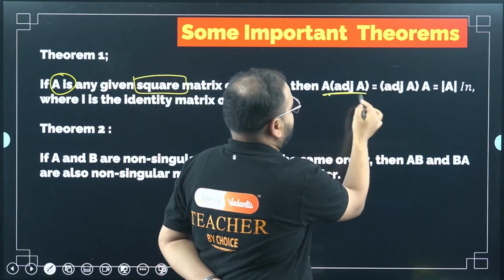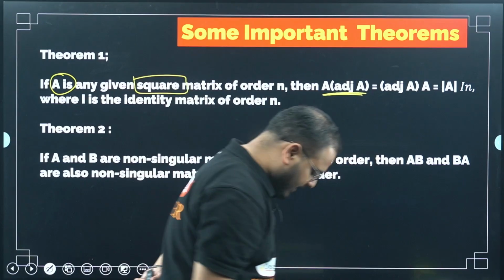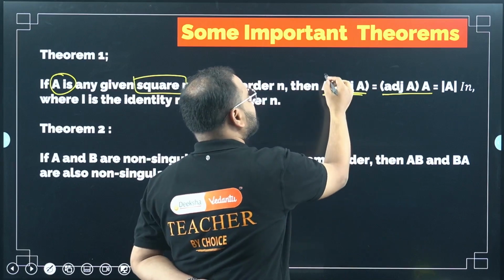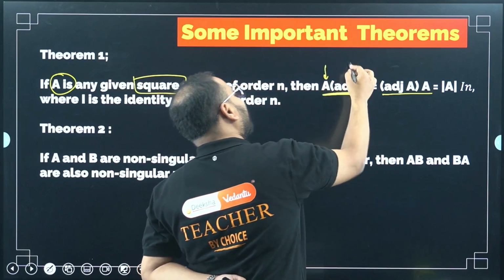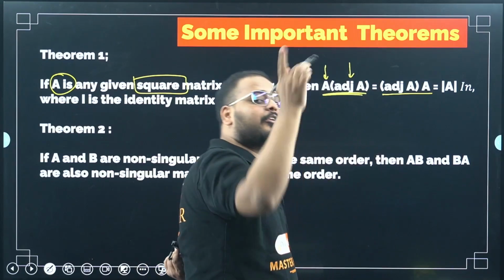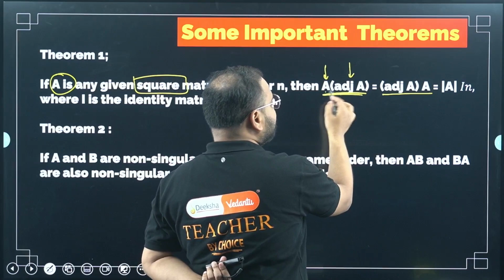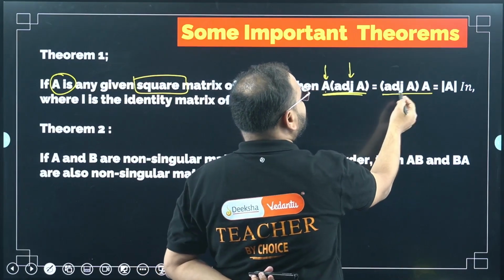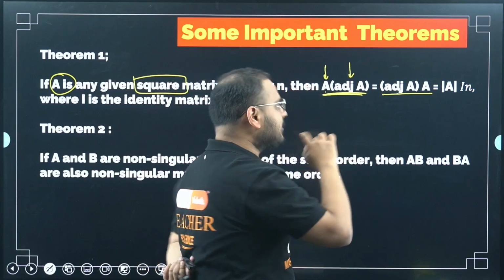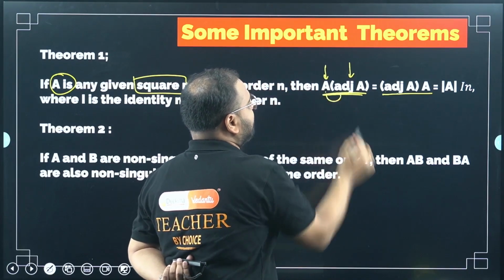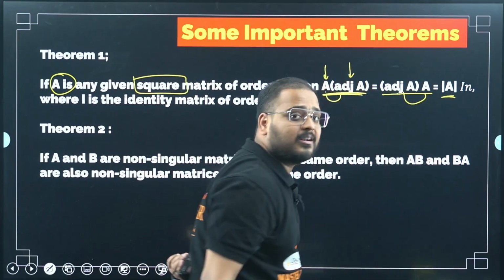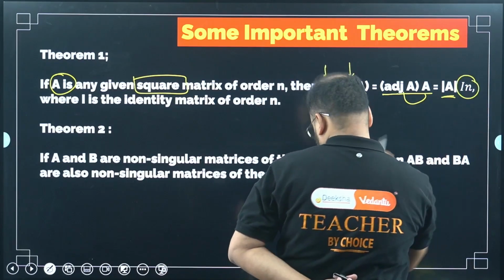A adjoint A equals adjoint A times A. You first take the matrix A and multiply it with the adjoint of the matrix A. What is the adjoint of A? First you take the cofactor and then the transpose. Adjoint A is also a matrix of the same order, so you can multiply them. A times adjoint A, or adjoint A times A, you'll get the determinant of A, a scalar value, times the identity matrix.